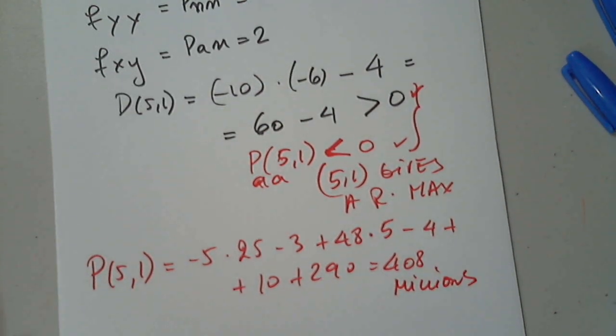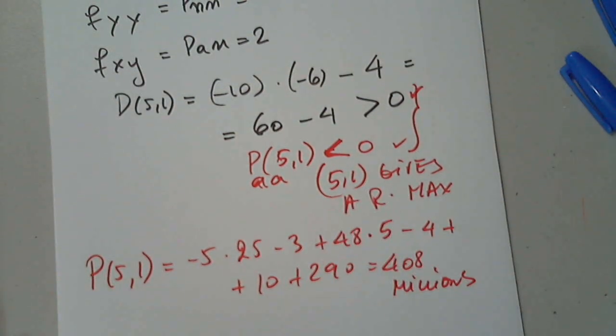And this is very clear, I hope, when it comes to finding a max or min for a function of 2 variables. Obviously, what we need to do is the D-test.